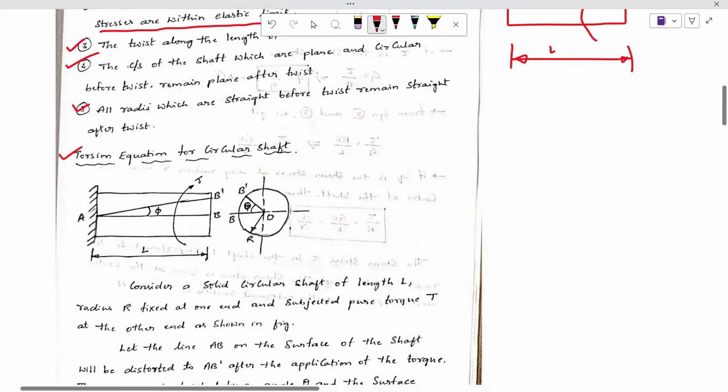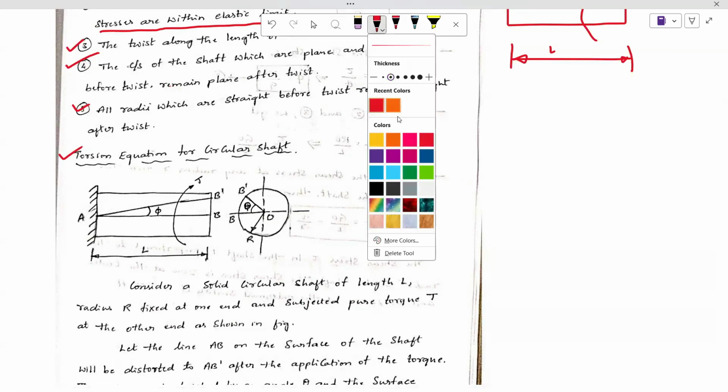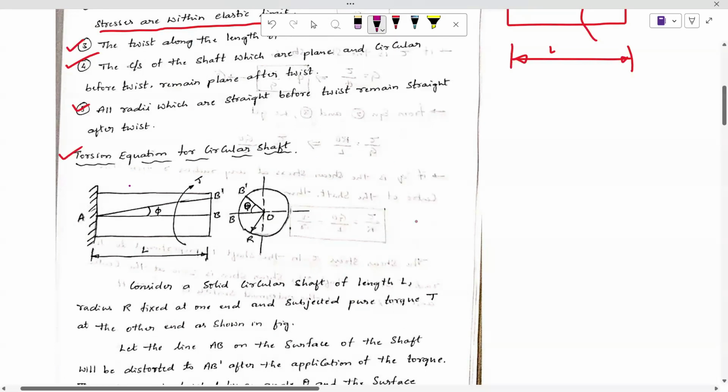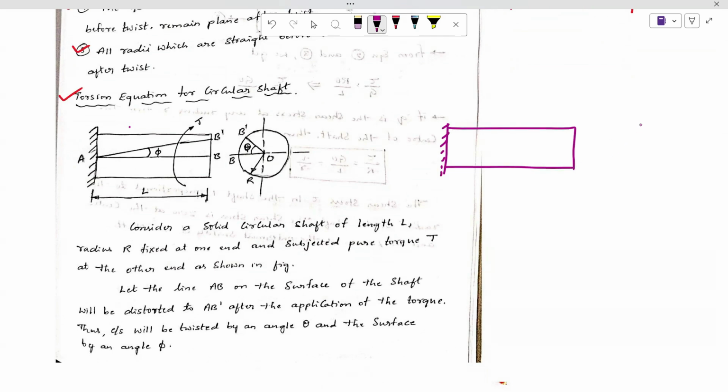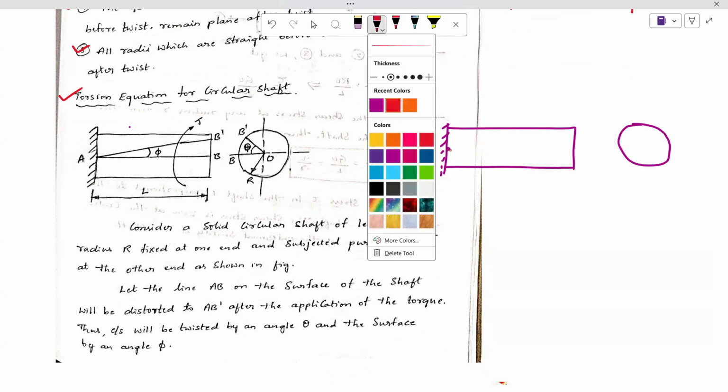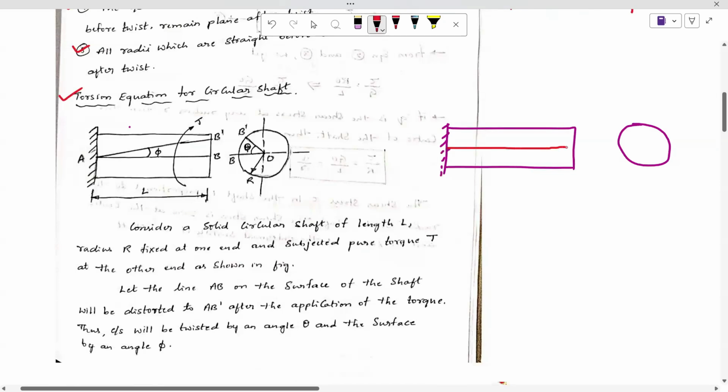So, the torsional equation. What is this torsional equation? For that, we need to have this diagram. Very, very simple. Just draw one vertical line. It is a cantilever condition. Just draw one rectangle. After that, just draw one circle like this, from this center. From this center, just draw one horizontal line, and this is the center. And from here to here is the reference point, before applying the twisting moment.